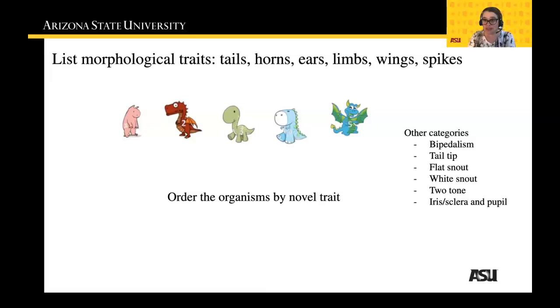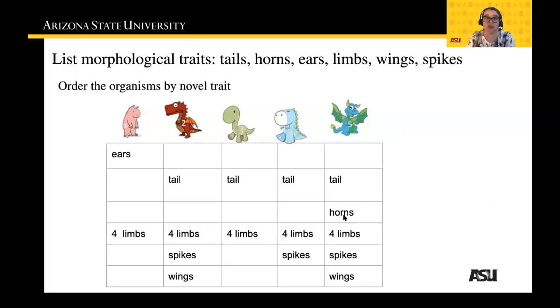So we want to order these by novel trait. We don't need to use 100 traits. We'll just choose a couple. And so the first ones we'll look at are ears, tails, horns, limbs, spikes, and wings. So we're looking at these organisms and we need to identify which characters go to each drawing.